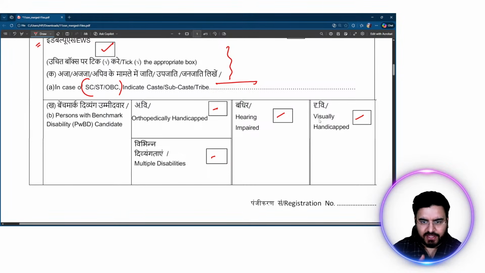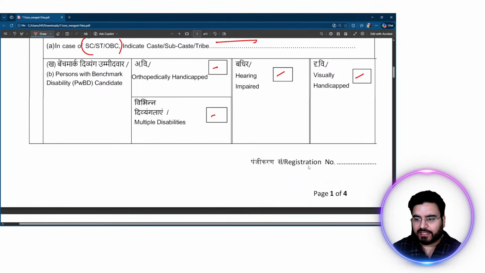So as per your certificate, you can mention this thing, right? Be very careful whatever you are marking. Then your registration number should go here. Guys, don't forget this thing, right? Don't forget this thing. You have to mention it manually.